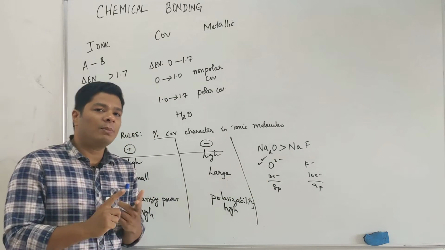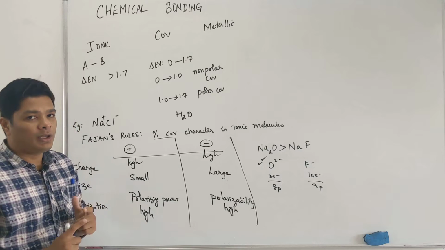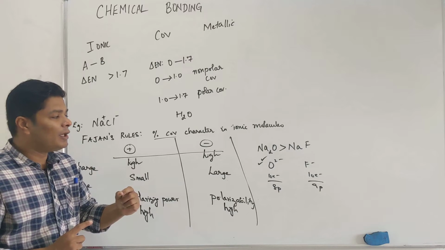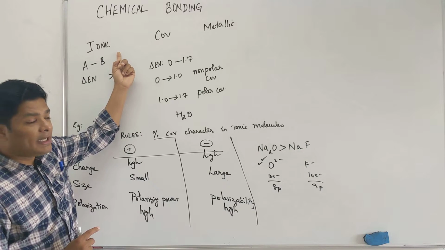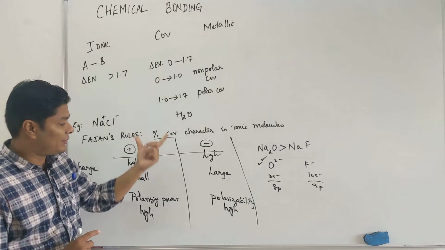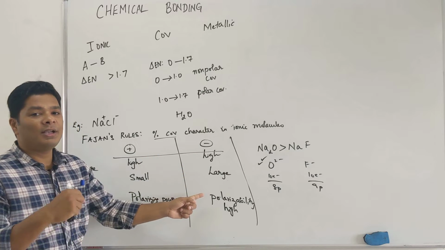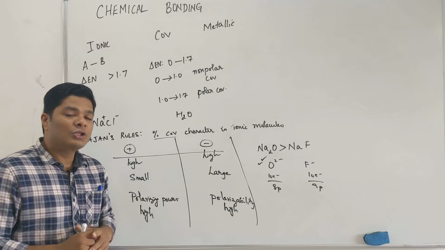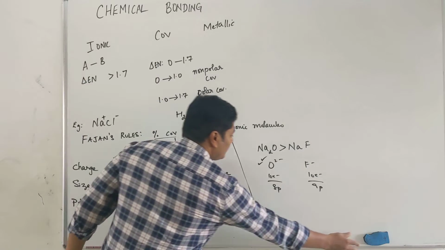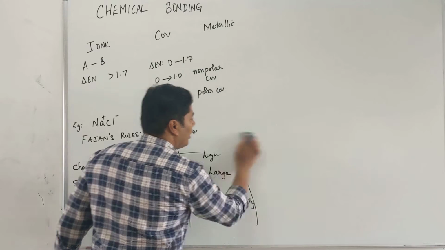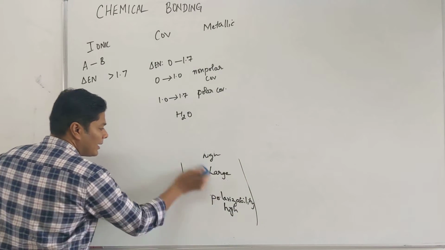But the most important place where Fajan's rule is useful is when you are talking about solubility of salts. Solubility of a salt increases when ionic character increases. Solubility decreases when covalent character increases. So any of this, covalent character increases, solubility decreases. This will also come in salt analysis later. Okay, that's where this is going to be useful. Right. This is the first segment of chemical bonding. Next we'll go into actual chemical bonding itself.